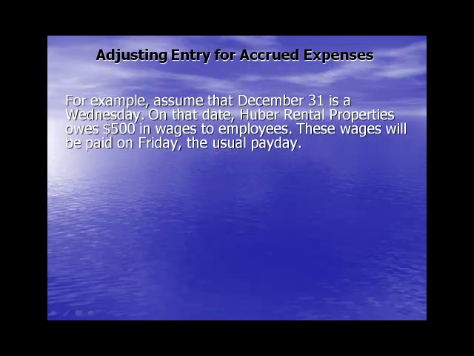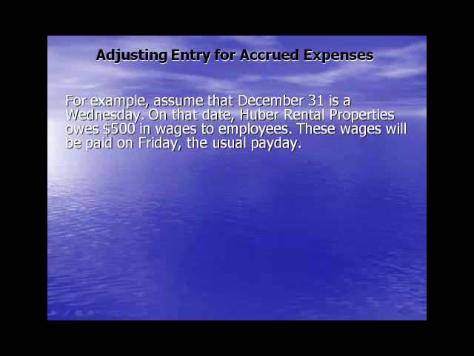So for example, assume that on December 31st, it's a Wednesday. On that date, Huber Rental Properties owes $500 in wages to its employees. These wages will be paid on Friday, the usual payday. So what has happened? With Wednesday being December 31st, then Monday, Tuesday, Wednesday, the wages were earned by the employees, i.e. the expense was incurred by the company by Wednesday, December 31st. Therefore, it is a liability at that date and time.